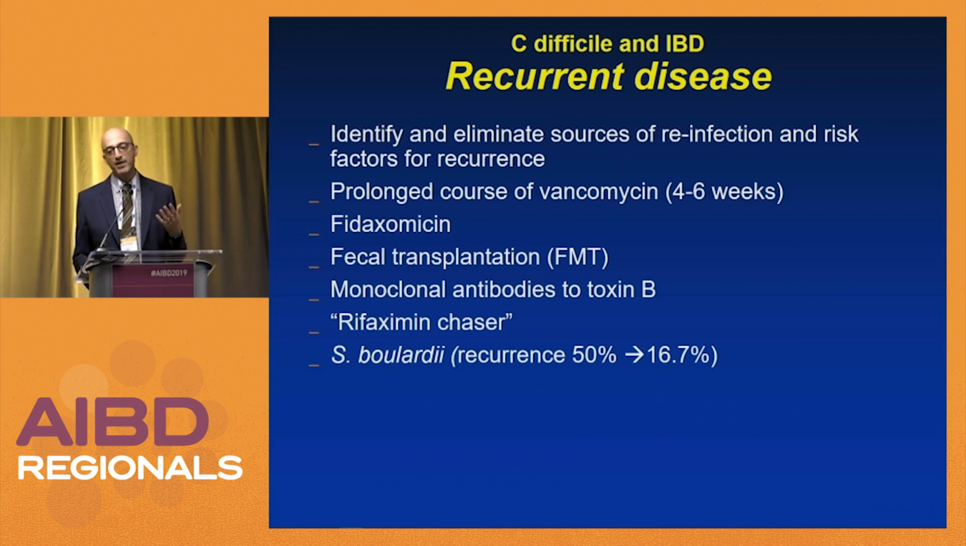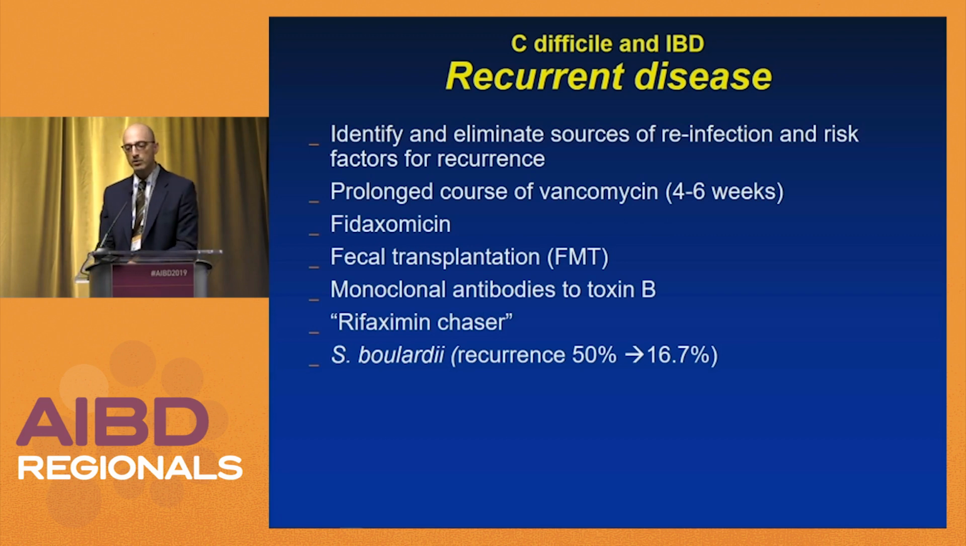So we want to identify and eliminate the sources, if possible, for reinfection and risk factors that they have, such as ongoing antibiotic use. For patients who've had a recurrence, suppose they've had a recurrence after a short course of vancomycin, options include two. One is to go back to vancomycin, but to do a longer course, or go to fidaxomicin. And for patients who have had two recurrences, then it's time to start thinking about fecal microbiota transplantation in that population, as the FMT is vastly superior to recurrent antibiotic use.